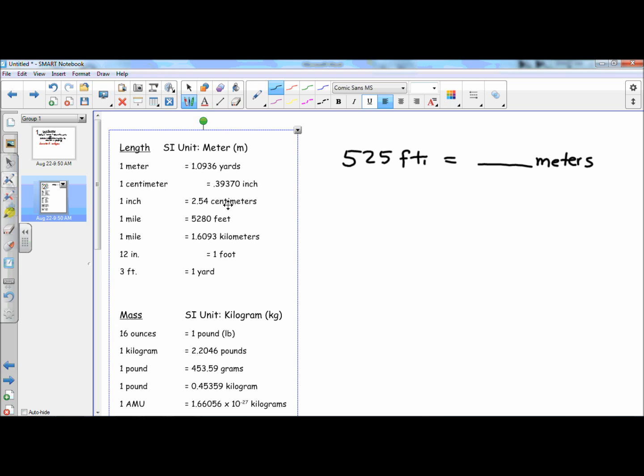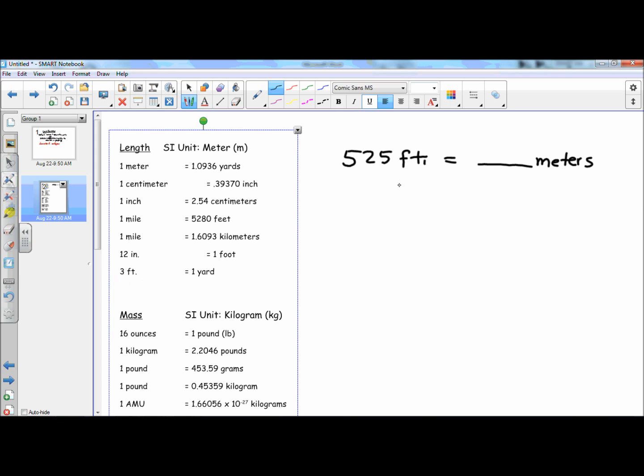So let's look at, well, what do we know about meters and another unit for length? Up here it says here's a relationship between meters and yards. So we ask ourselves, is there a relationship then between yards and feet that I can use? Okay, and right down here, feet and yards.